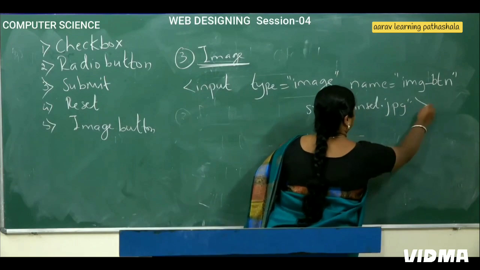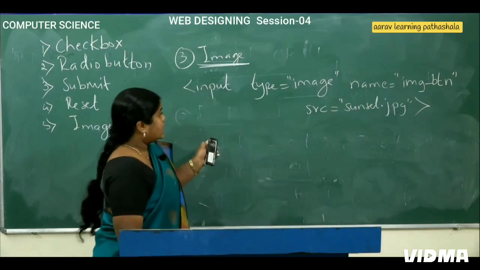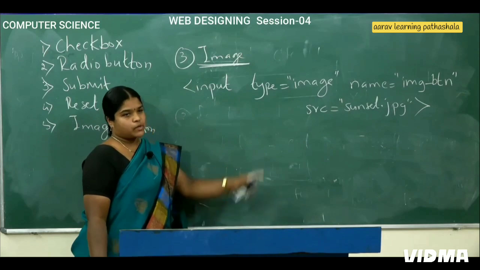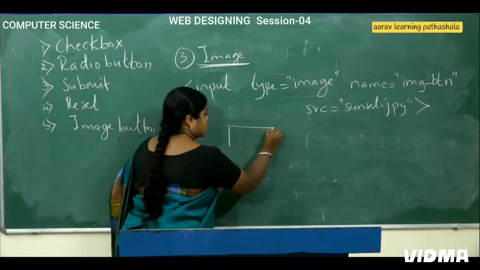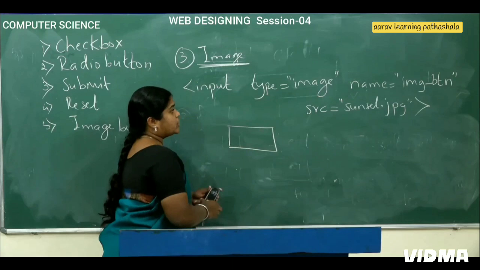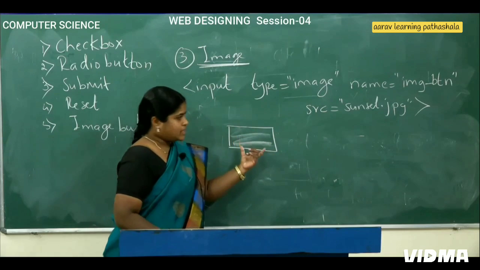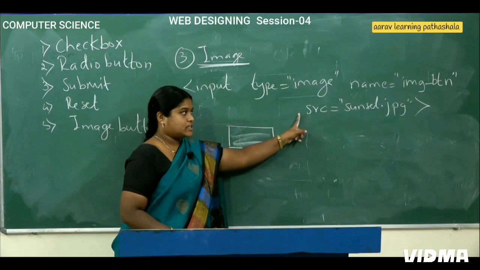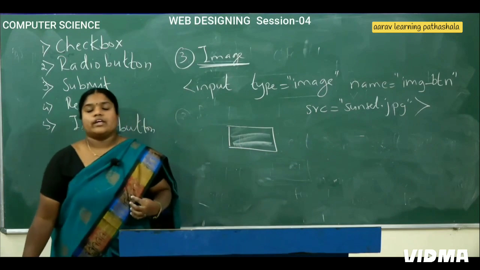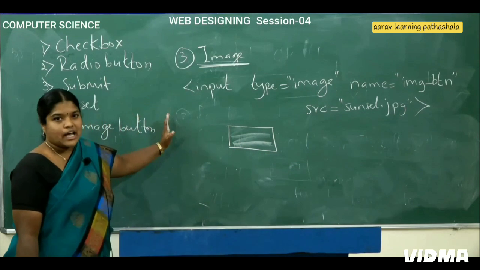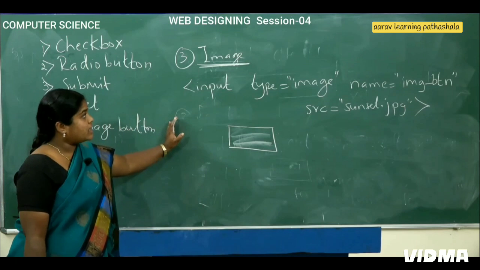Let's see what will be the output of this. If I say input type is equal to image, you will get an image with the background of sunset. So this is how there are different types of buttons available as form elements in HTML.